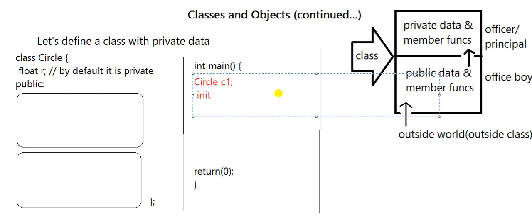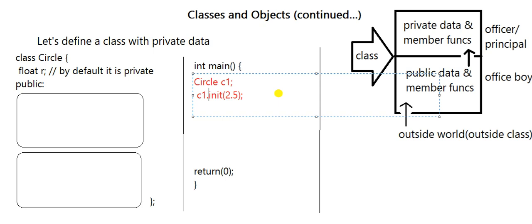Say there is a function init, and pass the value. You are calling a function init 2.5. This function you are calling to initialize object C1, so you have to say C1 dot. Now you are calling the member function init, which is defined in the public section, with the help of the object.